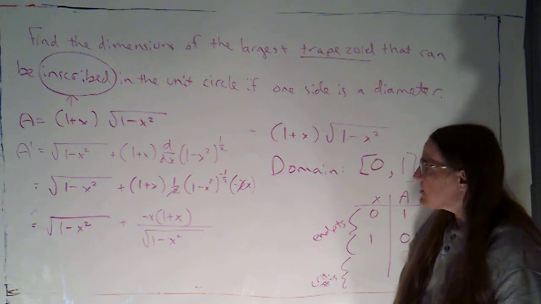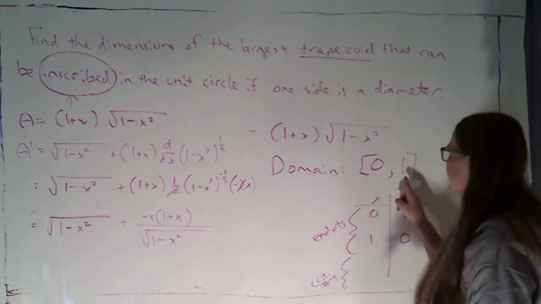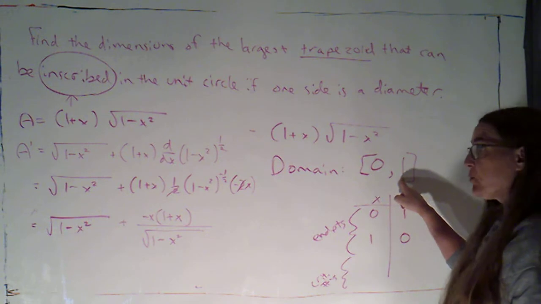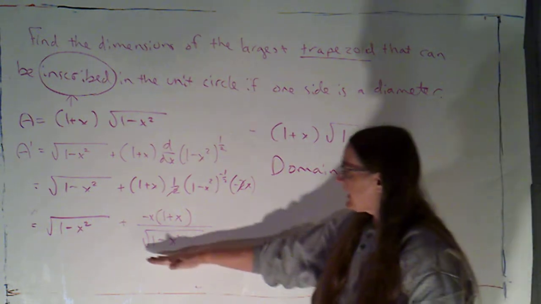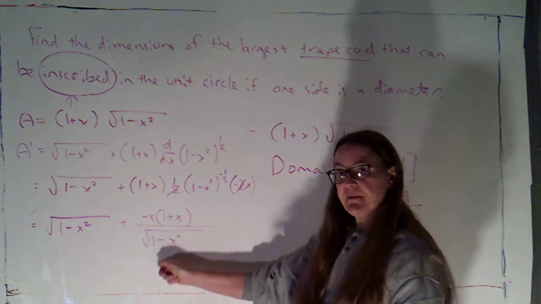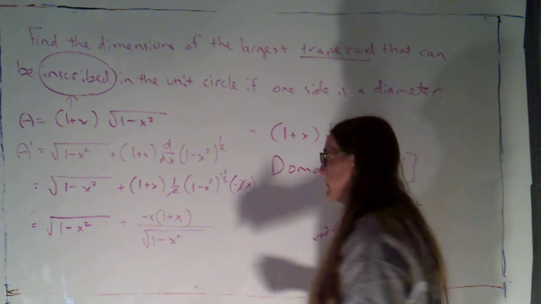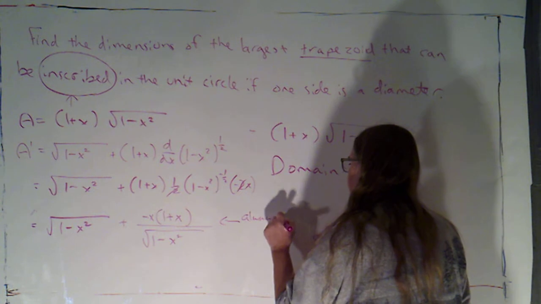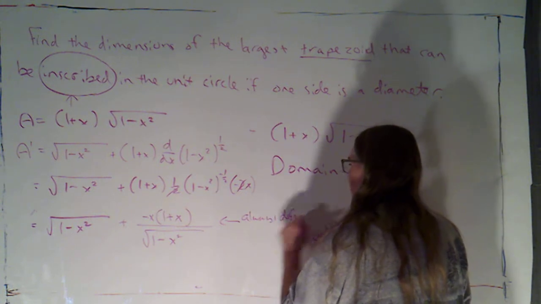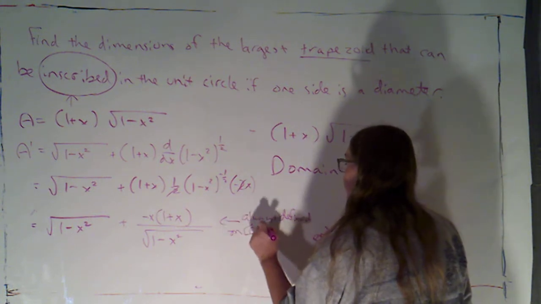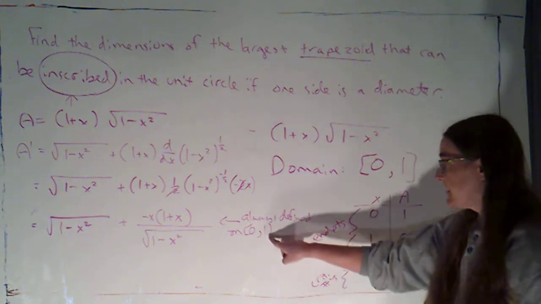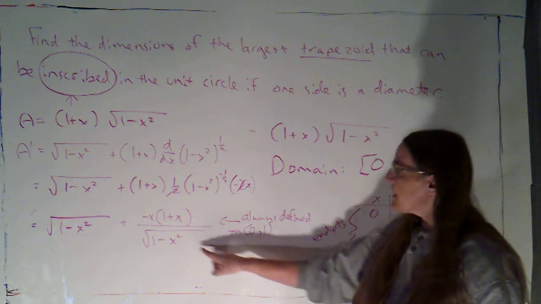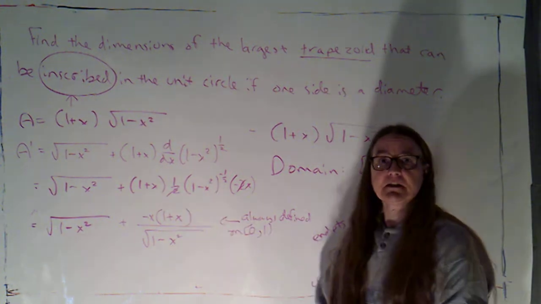Now that is always defined on the domain except if x is equal to 1. If x is equal to 1, notice that would be putting 0 in the denominator. So it's always defined on the rest of the domain, which would be from 0 to 1, not including 1. So that does make 1 a critical number for this function.